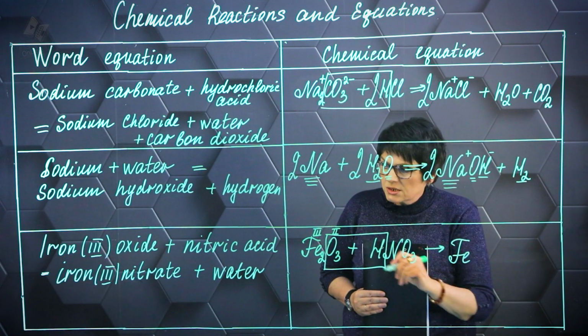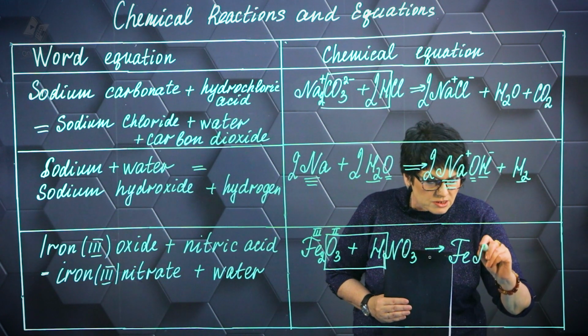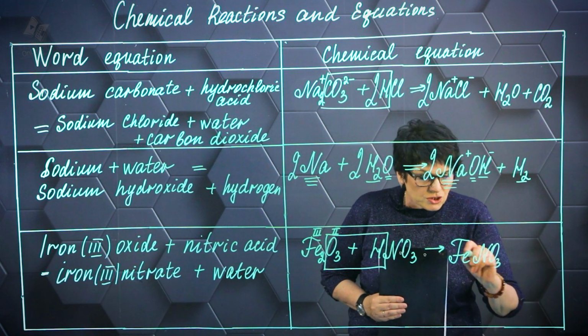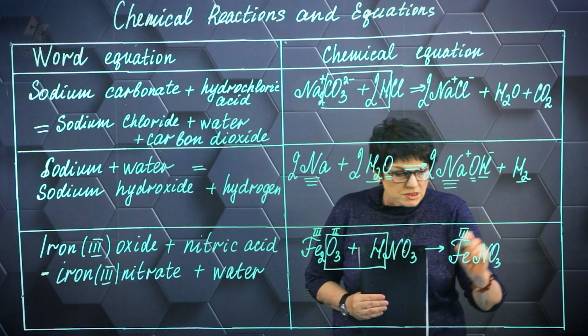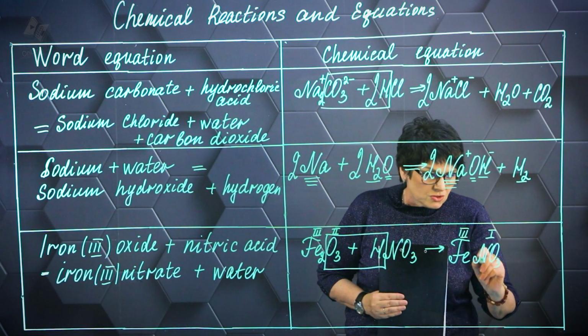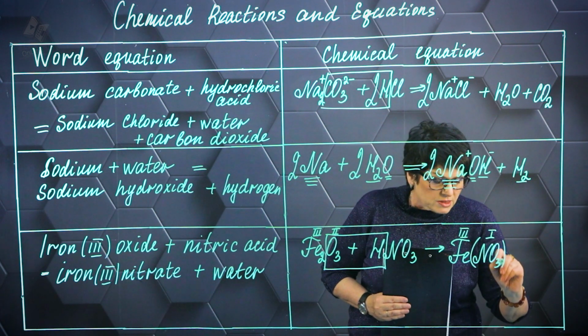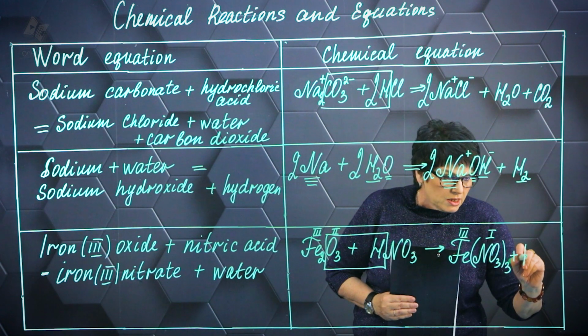Thus, we are informed that it turns out to be iron 3 nitrate. Therefore, the valence of iron is 3, and due to the fact that hydrogen in this particular situation is 1, the valence of the nitrate residue NO3 is 1. Then, as per the rule of the cross, Fe(NO3)3, and obviously water.